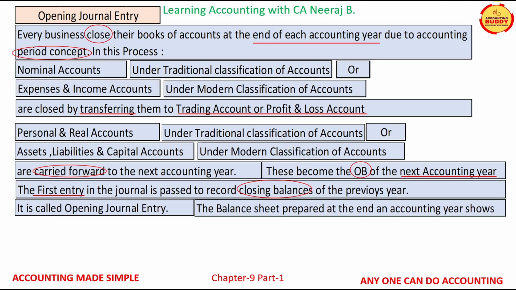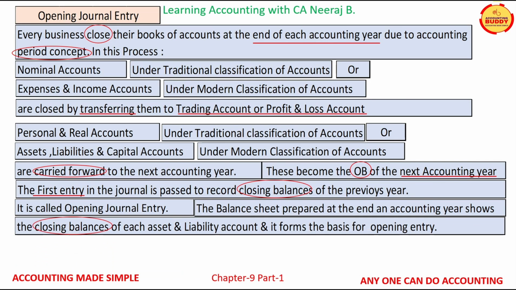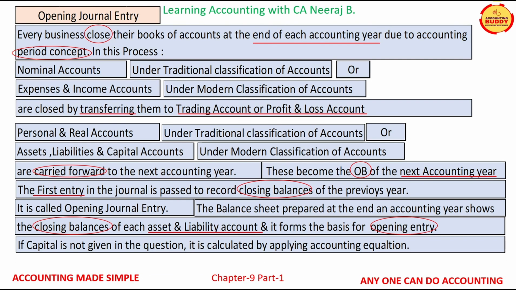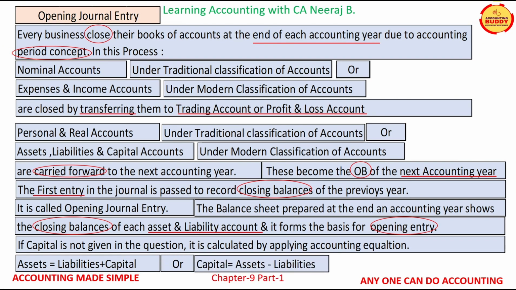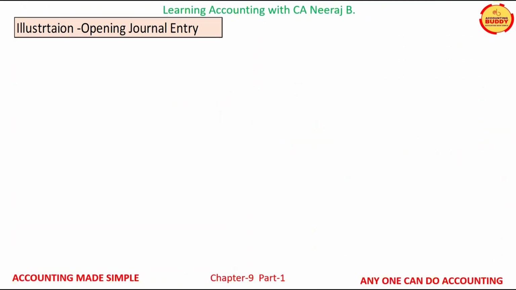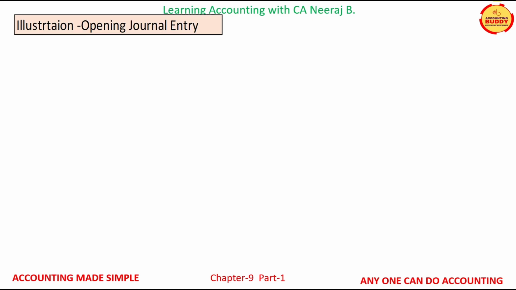The balance sheet prepared at the end of the accounting year shows the closing balances of each of the asset and liability accounts. It forms the basis of the opening entry. If capital is not given in the question, it is calculated by applying the accounting equation: assets are equal to liabilities plus capital, or capital is equal to assets minus liabilities. Let us further understand the opening journal entry with an illustration.